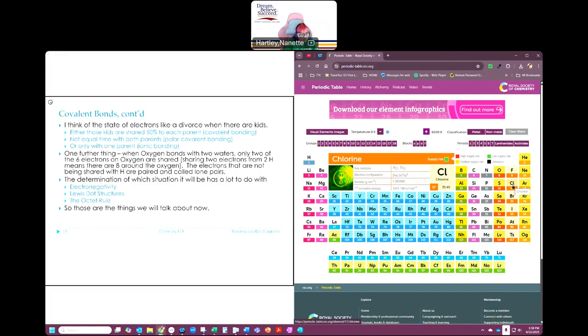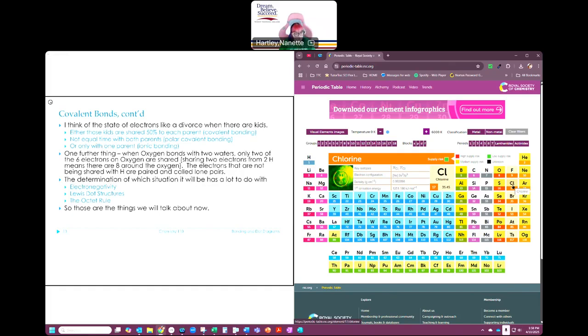But those are some of the things that we're going to be talking about: how do we know where they spend more time? How do we decide where they spend more time? How do they share these things? And what kind of rules determine this? So how do we know where they go, where they live, how they share? Those are the kind of rules that we're going to be talking about.